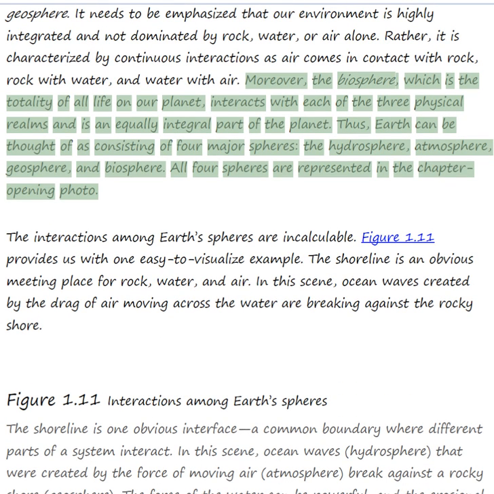Moreover, the biosphere, which is the totality of all life on our planet, interacts with each of the three physical realms and is an equally integral part of the planet. Thus, Earth can be thought of as consisting of four major spheres: the hydrosphere, atmosphere, geosphere, and biosphere. All four spheres are represented in the chapter opening photo.